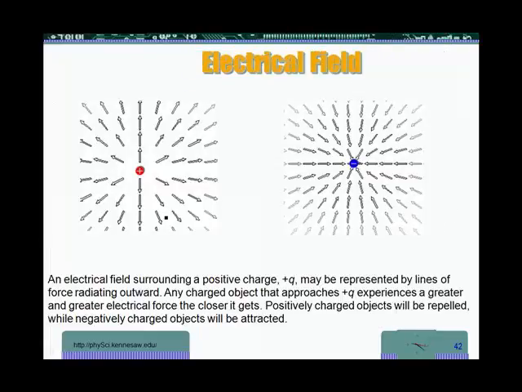Now, as I mentioned a minute ago, throughout the universe, due to any charge, we are going to have an electrical field, and the direction of that electrical field for a positive charge is going to be pointing away. For a negative charge, it is going to be pointing towards that negative charge. Now, the strength of that electrical field is going to diminish the further away we get from that charge. Remember, it has that 1 over r squared dependence.